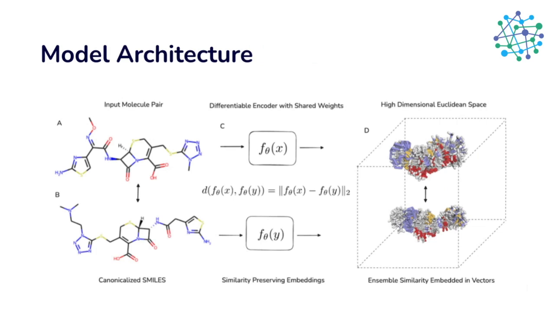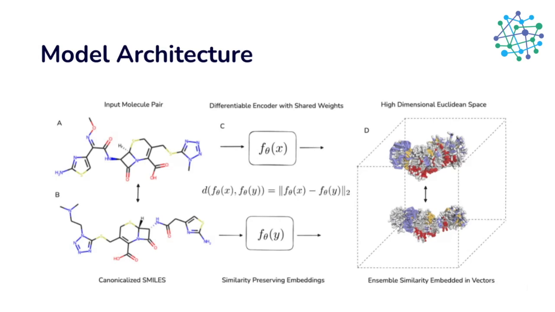Speaking of the model architecture, the main component of it is a differentiable encoder with shared weights, which is used to translate an input molecule represented as SMILES into a high-dimensional Euclidean space where the vectors are representing ensemble similarities between molecules. The loss function shown in the middle is based on the preservation of the original metric we choose. In our case, it's the 3D shape or electrostatic metric between those molecules/ensembles. So it's the preservation of this metric into Euclidean distances between the vectors in the vector space.